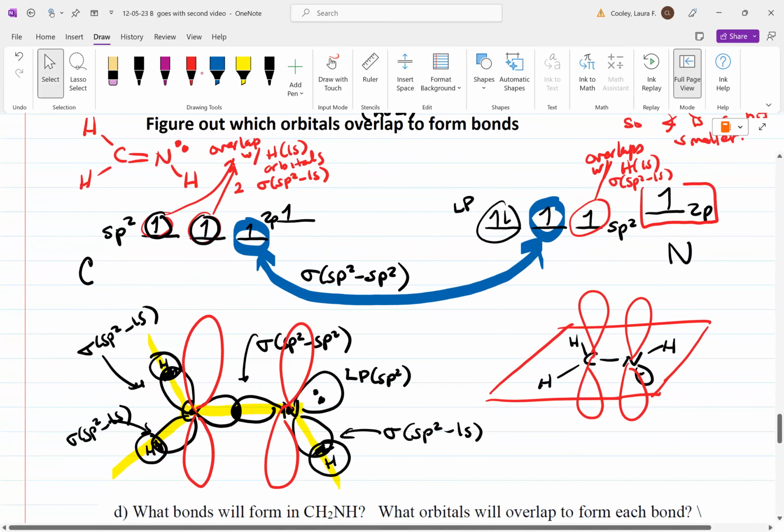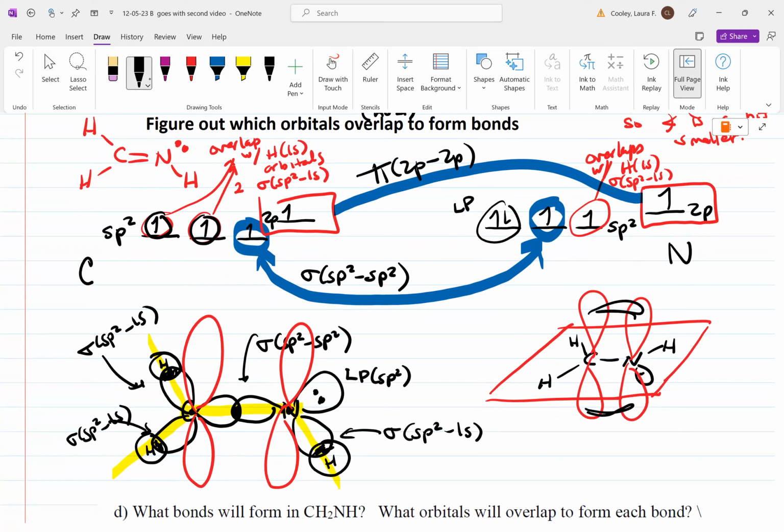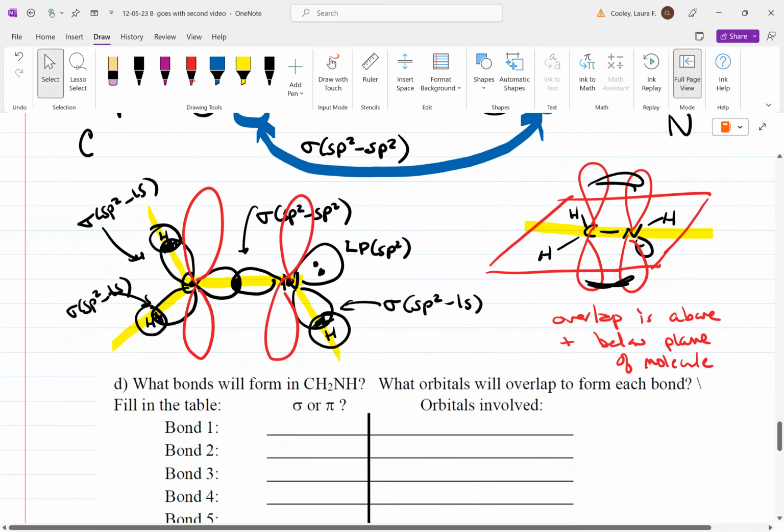And then we have these two P's sticking out, these leftover P's. So this one and this one come together and form a pi bond between the two P's because they overlap above and below the plane. The internuclear axis is nowhere near where that overlap is happening. The overlap is above and below the plane of the molecule.